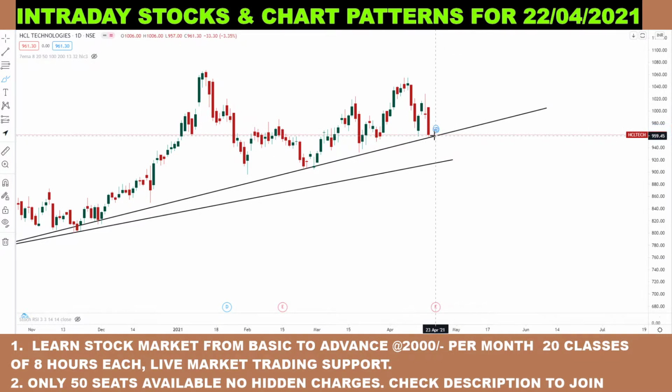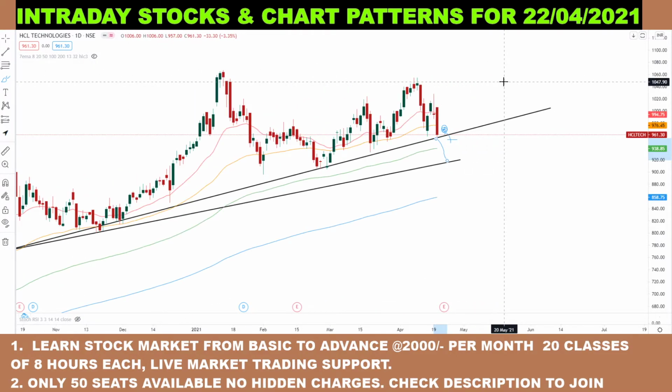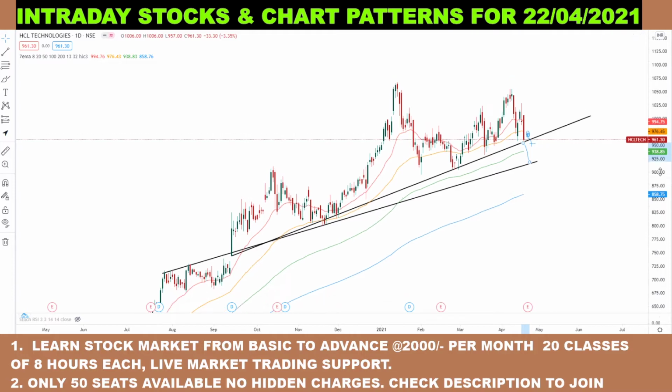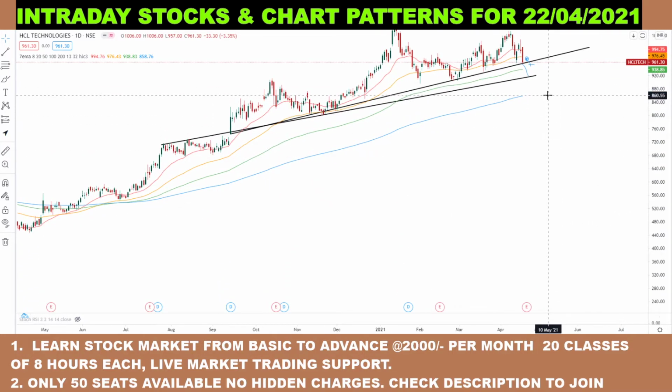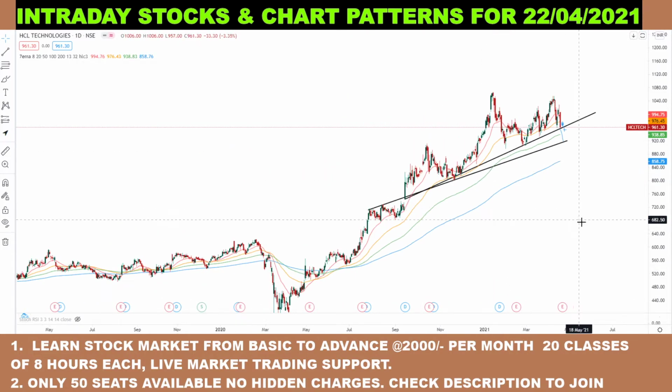And if it falls the day after tomorrow or in another session, then I am predicting this in advance that this stock will go towards 920 rupees, 910 rupees or 903 rupees, for sure. And if you look at this stock in terms of moving averages, you will find that the 200-day moving average is around 860 rupees, 850 rupees. So if this stock has to make some sort of correction, then 850 rupees will be a good buying value for this stock.